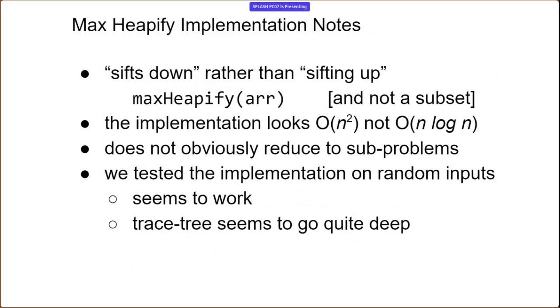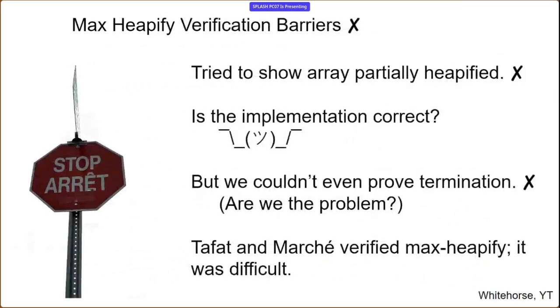And we couldn't make it fail. But does that mean it's correct? No, obviously not. And the trace tree goes deep. And it's like, yeah, we don't know. So is it correct? In fact, not only correctness, but we couldn't prove termination using that. So we didn't even get there. So yeah, I don't know.